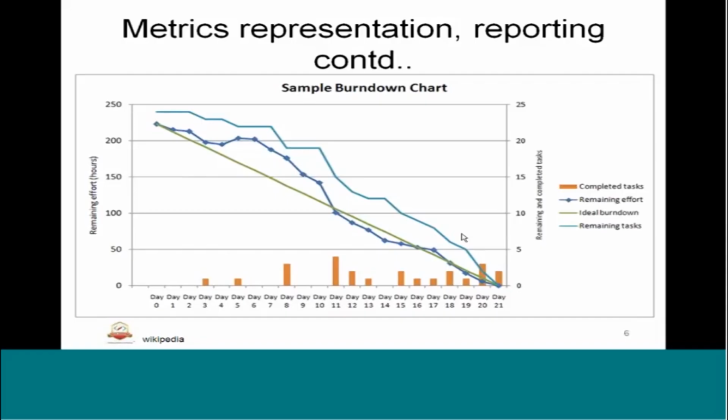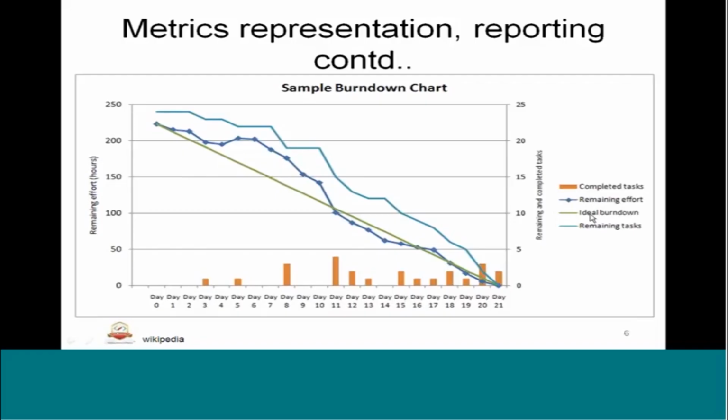This is also being developed using an Excel sheet. Here you can see on the horizontal axis from day 0 to day 21 how the burn down chart is being projected in terms of days, and on the column side we have two columns: one remaining effort, and on the right hand side the number of tasks remaining and completed tasks. So you can add as many metrics into this. There are about 3 metrics you can see.